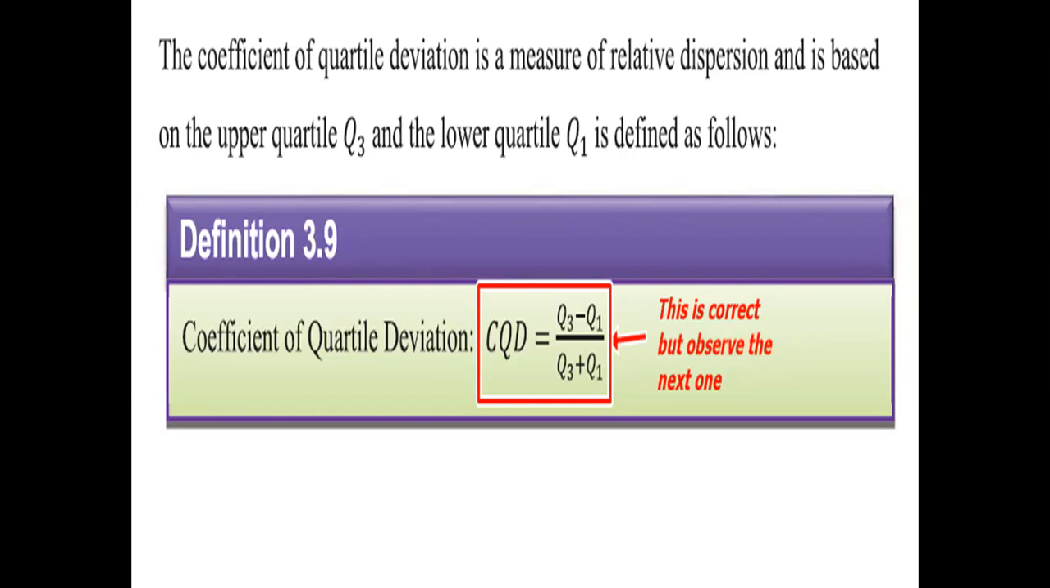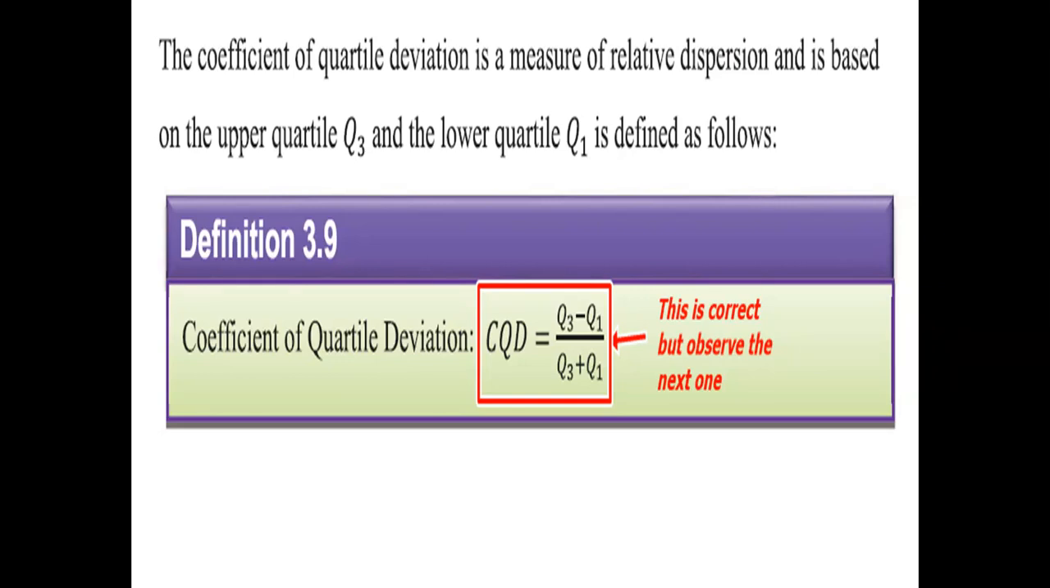Now, as you know, there are 2 kinds of dispersion. One is the absolute measure of dispersion, and the other is the relative measure of dispersion. Under the relative measure of dispersion, we have the coefficient of mean deviation, the coefficient of quartile deviation, the coefficient of standard deviation, and the coefficient of variance. These are the measures of relative dispersion.